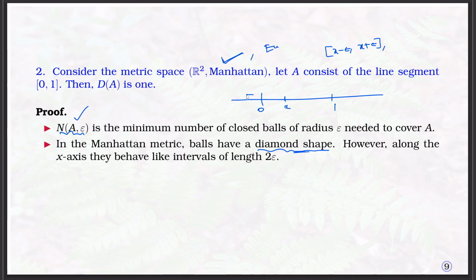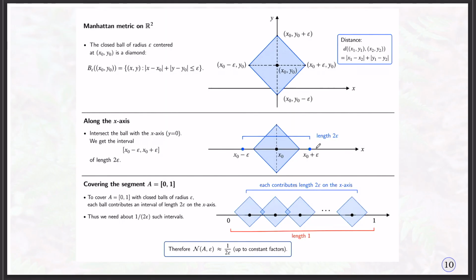So, this is like we can cover like this, a different thing we can cover. Whereas now we are taking the Manhattan metric. In the Manhattan metric, the balls have a diamond shape. It is explained here. What is the Manhattan metric?